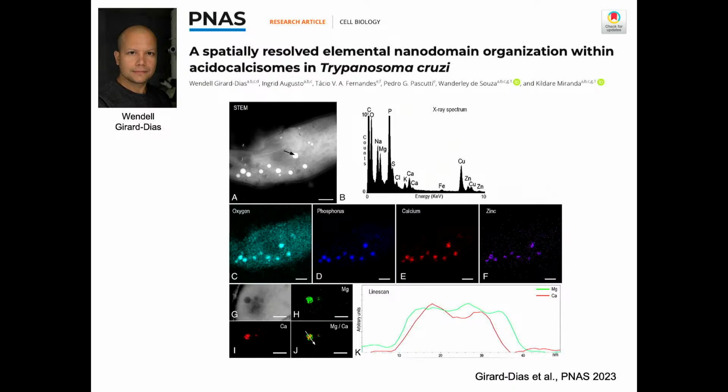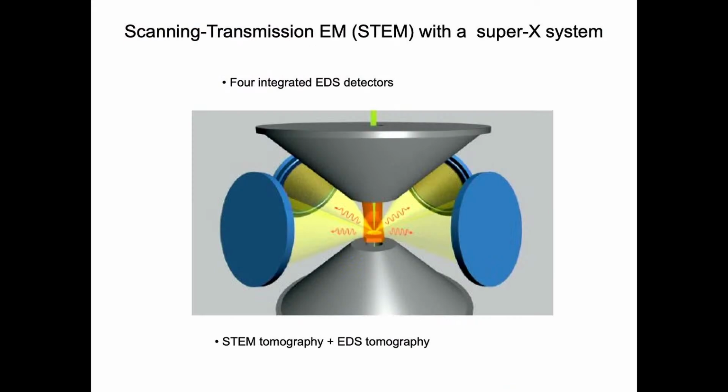We saw that the ions were not co-localizing with the matrix of the acetylcalcosomes. So what we did was to use an instrument that has 4 integrated EDS detectors, and this is very important because if we want to combine STEM tomography with EDS tomography, we have a problem when we talk about microanalysis. If you use a regular instrument with only 1 detector, which is the case of most analytical TEMs, when you tilt your sample towards the detector, it's fine, you get your signal, but when you tilt to the other side, you lose the signal completely.